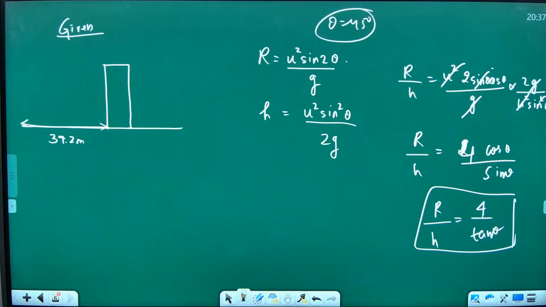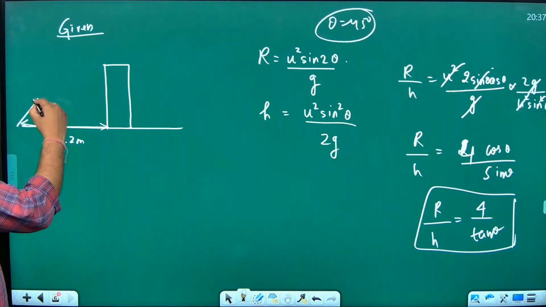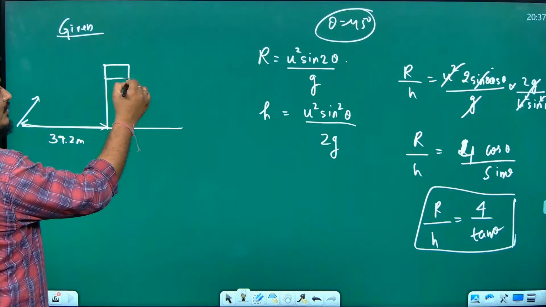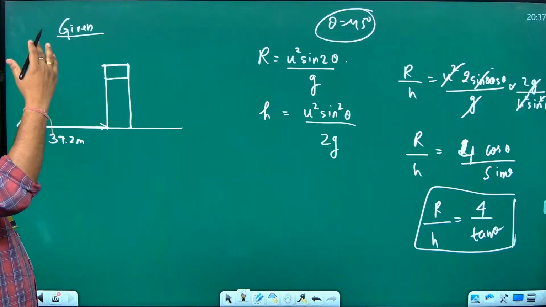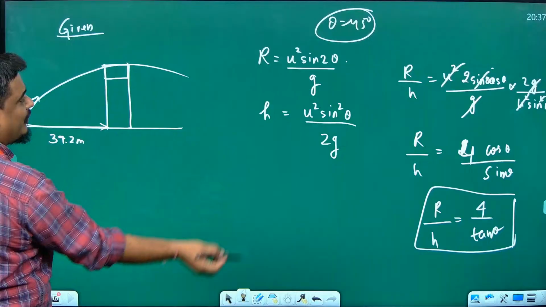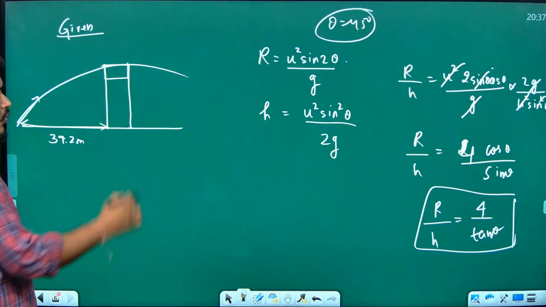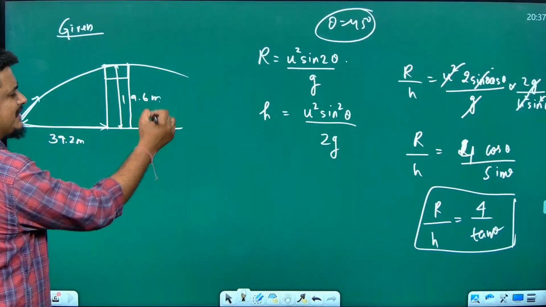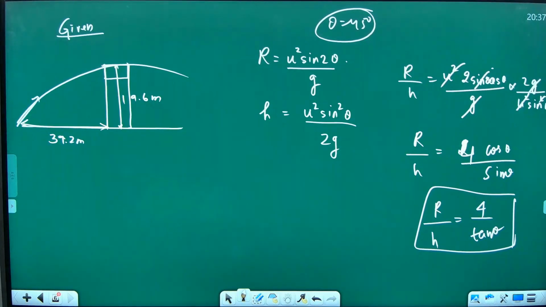So next, he throws a ball and it just passes through a window of height 19.6. Let me assume that this is the window. It will not be at the topmost point, but let me assume. They are saying that it passes through the window, which is at a height of how much? 19.6 meter. What did they give? H max they gave. And what else? Half of range they gave, not the full range, okay?